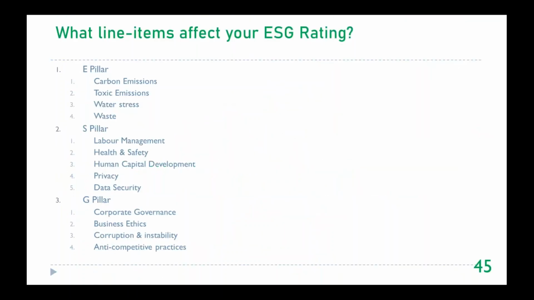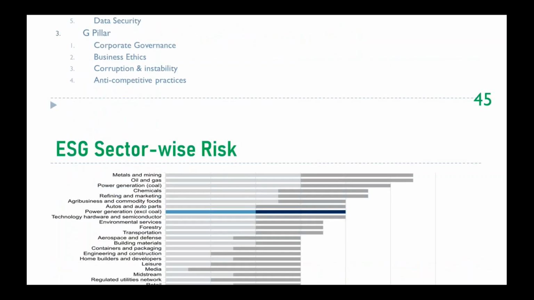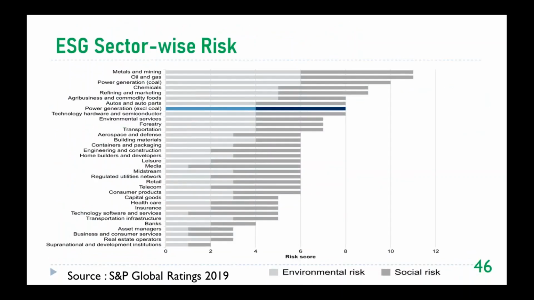So that's just a text of the previous screen. So you can go back and say how this could be one method of doing your rating. This also differs from sector to sector. Some businesses are environmentally exposed, some are socially exposed, and some are more governance exposed. So this industry-wise, sector-wise risk also allows you to benchmark yourself against other businesses in your vertical or horizontal.